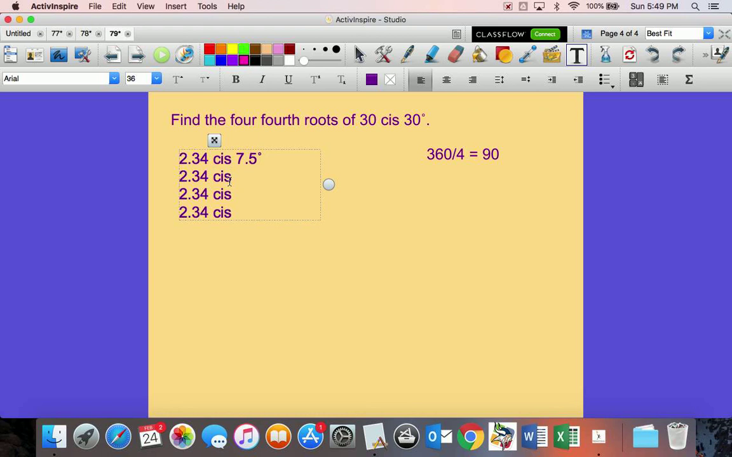So 90 plus 7.5 is 97.5. The next one would be 187.5, and our last one, 277.5. If we add our 90 degrees again, we'd get 367.5, which is the same as 7.5. All right, that will get you through the majority of lesson 79.